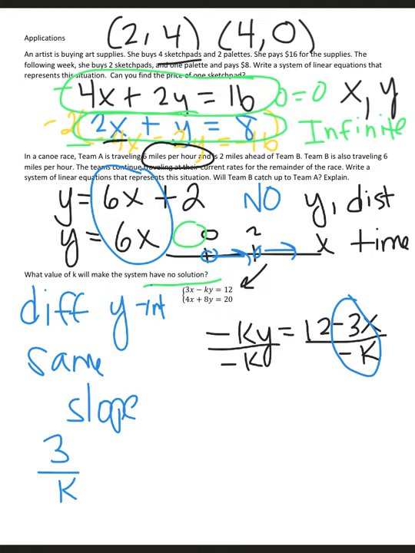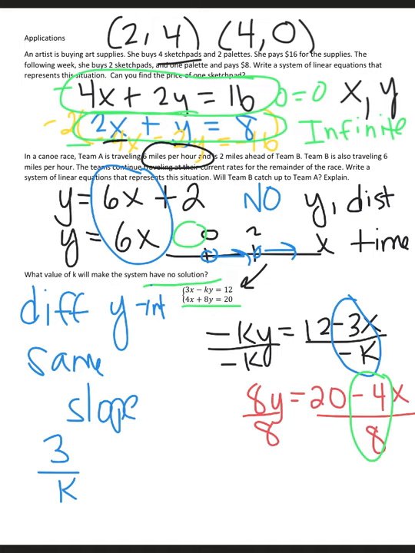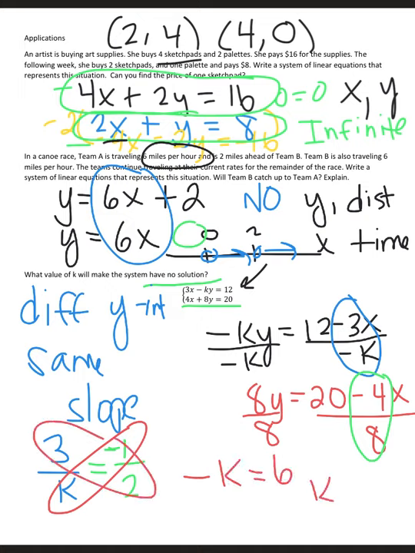So now I'm going to find the slope in the second line. So I'm going to solve for y in the second line. So I have 8y equals 20 minus 4x. Divide both sides by 8. I only care about the slope. And my slope is going to be negative 1/4. So I'm going to set these two expressions equal because I want the slopes to be the same because it has no solution. So I'm going to cross multiply and I get negative k equals 6. So k has to be negative 6.